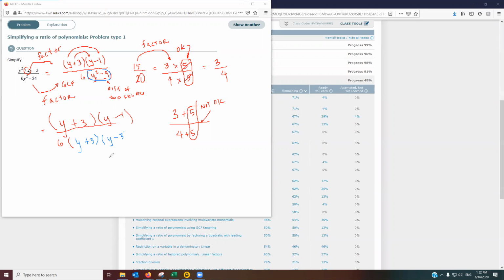Now I have everything completely factored. I look for the same expressions that appear top and bottom, and I'm noticing this parenthesis y plus 3 is the same as the parenthesis on the bottom, y plus 3. They're both parts of a multiplication process, so I'm allowed to cancel them out. What I'm left with is just y minus 1 on top and 6 times y minus 3 on the bottom, and I'm just going to leave the answer like this because this is as simple as I can make this expression. So the way we worked out this problem is we factored the top as much as possible, factored the bottom as much as possible, and then canceled out any expressions that were the same on the top and bottom of the fraction.